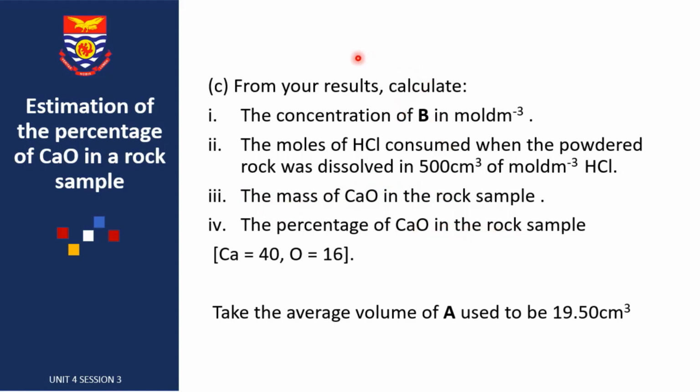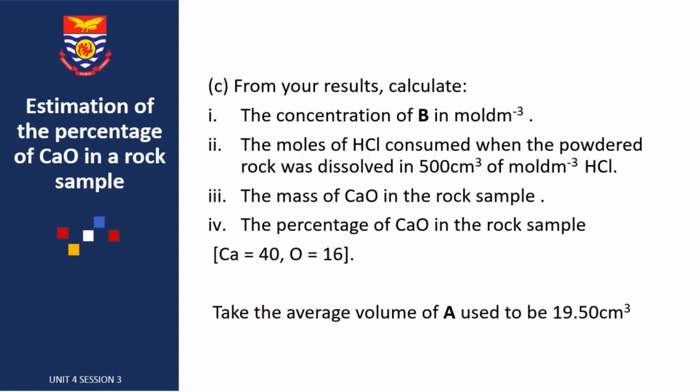So we are going to use the sodium hydroxide to find the corresponding moles of the acid, and for that matter, the excess concentration of the acid. We will subtract from the initial concentration of the acid to know what was consumed. Then, knowing the concentration that was consumed, we will use it with this volume here to find the moles. Then we can do our mole ratio to get to the calcium oxide. We are to take the volume of A used to be 19.50.